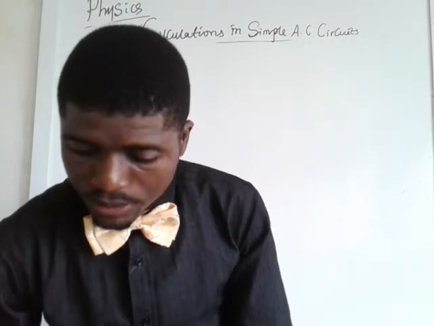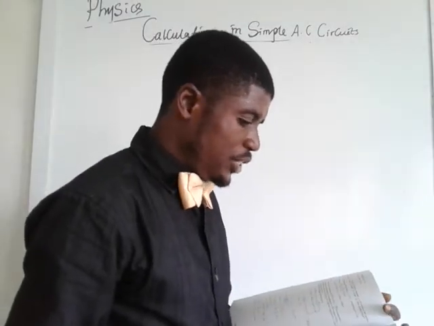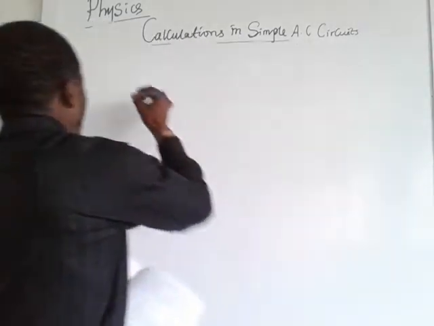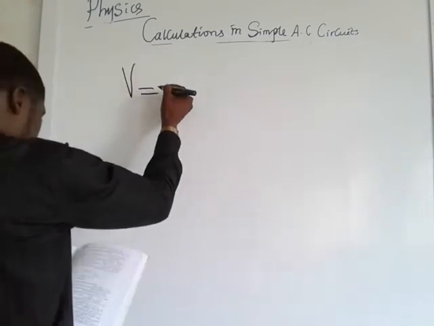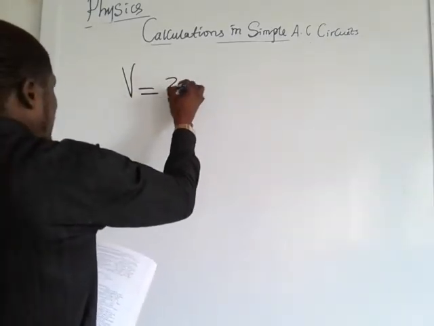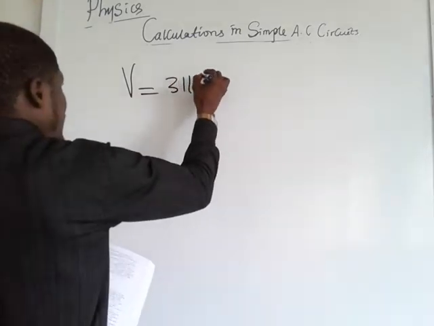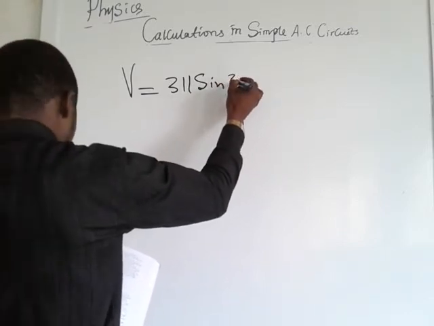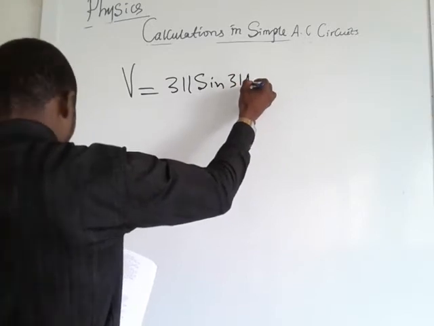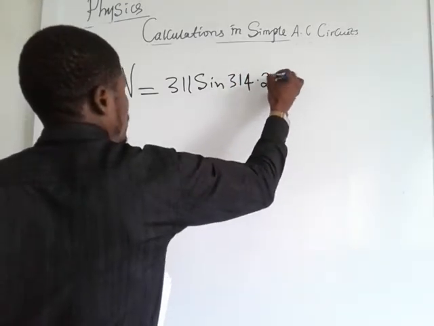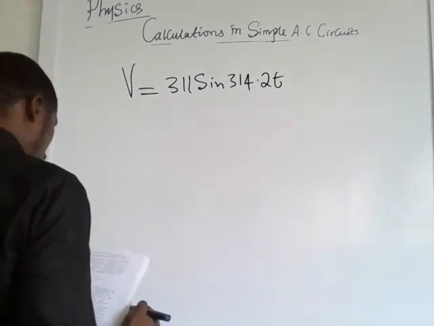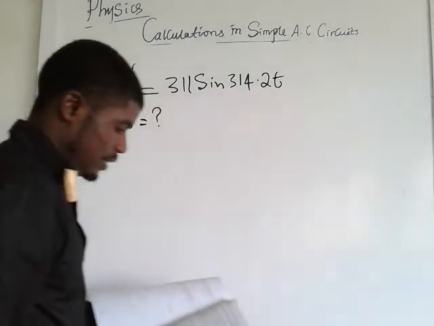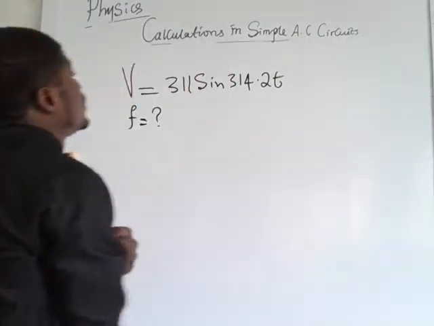Question number 4, it reads, the voltage of the domestic electric supply is represented by the equation V is equal to 311 sine 3 T. Determine the frequency of the AC supply. They're asking us to find F. Determine the frequency of the AC supply. Very simple question.